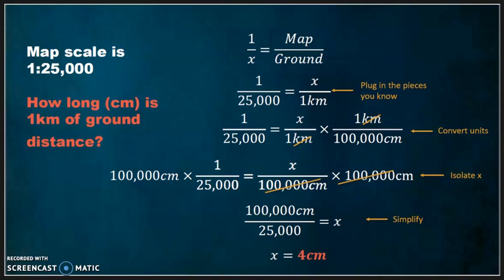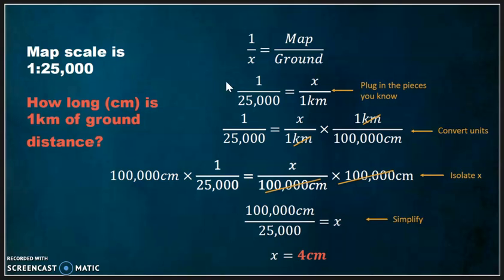Okay, so let's look at this example. Here we are solving for map distance this time. If we know that the map scale is 1 to 25,000 and our ground distance is 1 kilometer, we want to know the map distance here. So we're solving for x here. This is how you would write it.